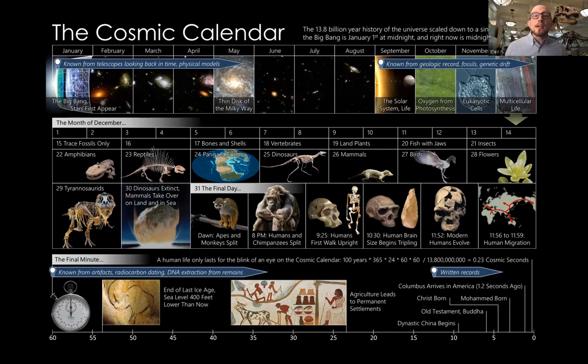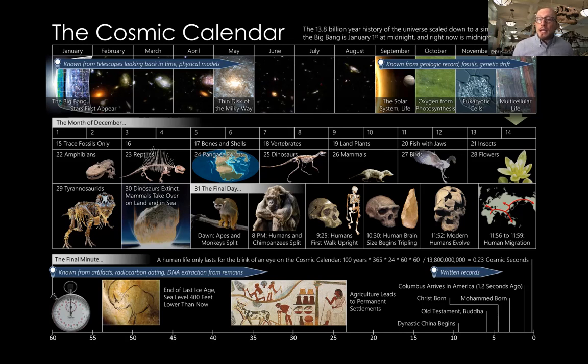We see that reptiles appear on the 23rd of December. The dinosaurs appear on the 25th of December. The dinosaurs go extinct on the 30th of December. And then on the final day, we finally have the mammals start to do their thing, start to live on our planet Earth. This is a short period of time, some tens of millions of years, compared to the entire history of our universe.